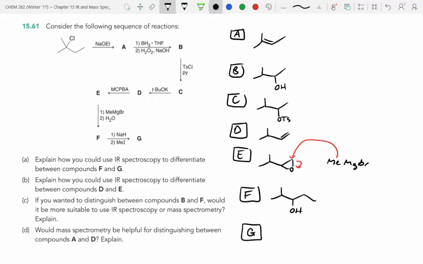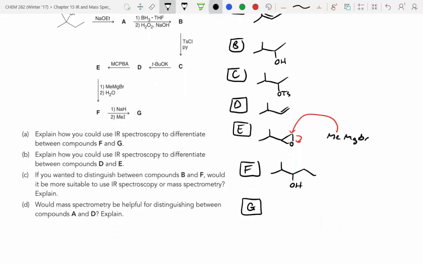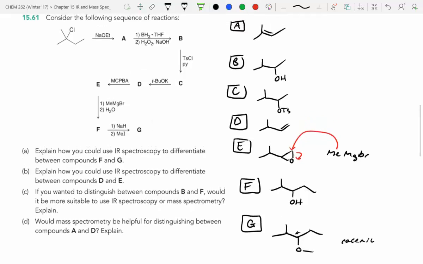And then for the last one, we're treating it with sodium hydride that will deprotonate the alcohol. And then we're treating it with methyl iodide after we deprotonate the alcohol. So what sort of functional group are we making? Ether. An ether, right? That's our Williamson ether synthesis. So in this case, it's going to be a racemic mixture because we have created a stereocenter right there, but I'm just drawing that as a straight line.